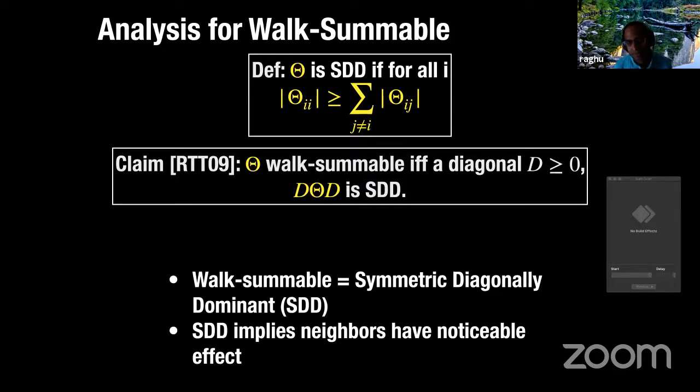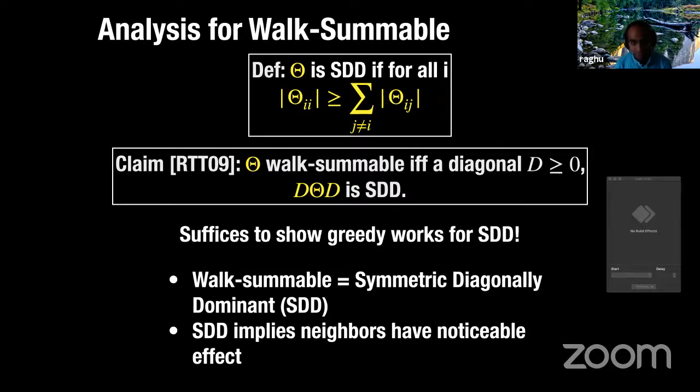It sounds like just some algebraic property. Why is it useful for us? Well, one nice property of the greedy algorithm is that it's invariant to diagonal scalings. So if the algorithm works when I scale up each of the variables by some numbers, then it'll also work for the original distribution that you started out with. So to show that greedy works, you just have to show that there's some potentially nice scaling of your variables for which greedy works. And this means that it suffices to show that greedy works for SDD matrices. If greedy works for SDD matrices, then it'll also work for walk-summable matrices.